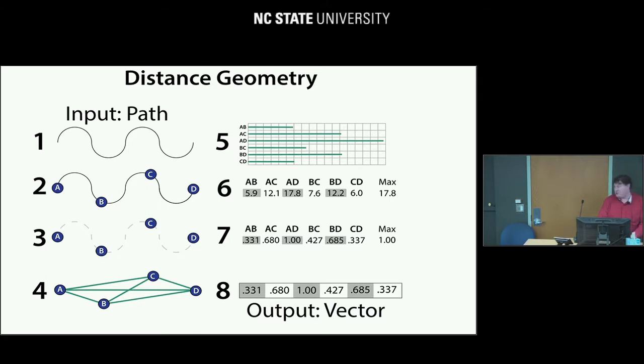Do I have any geometers in the audience? If I say translation invariant, does that mean anything? Okay.